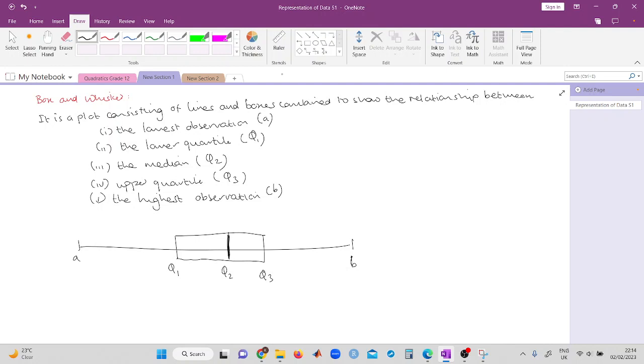Then there is a question that says define the range of the observation. The range will be equal to the difference between the highest observation and the lowest, that is B minus A. That's how I get my range. It's a formula you should learn. Different questions come out of the box and whisker.